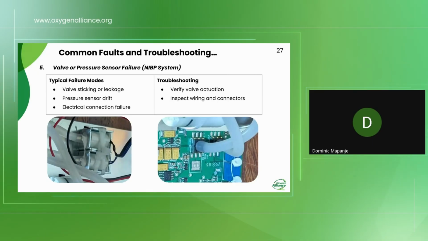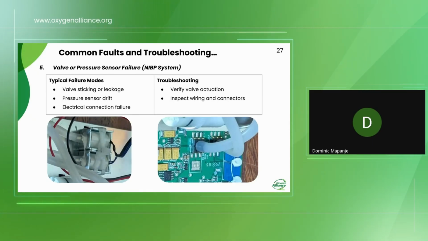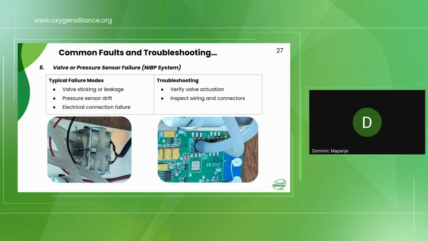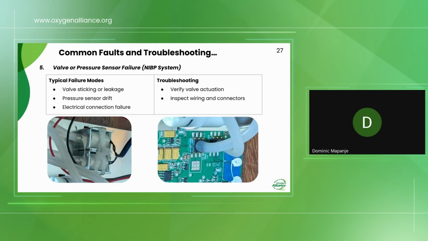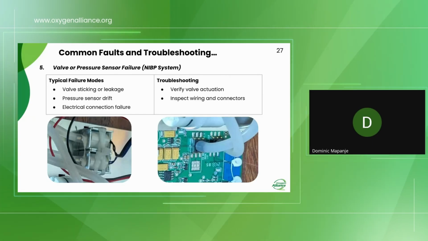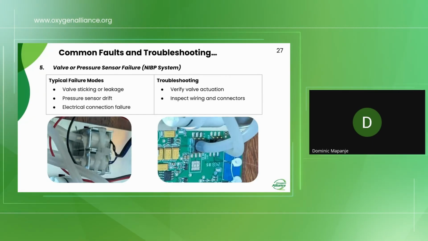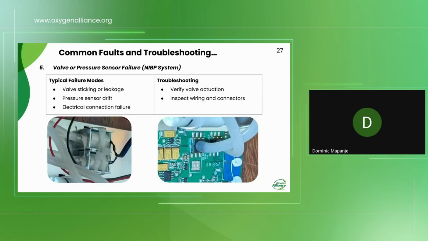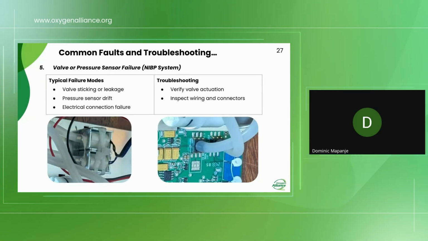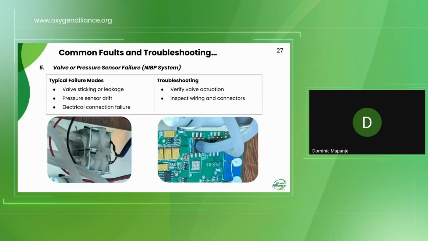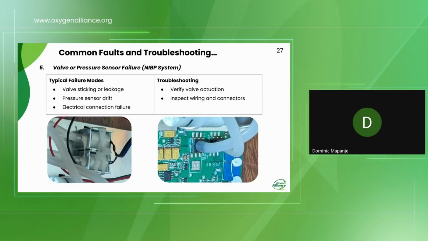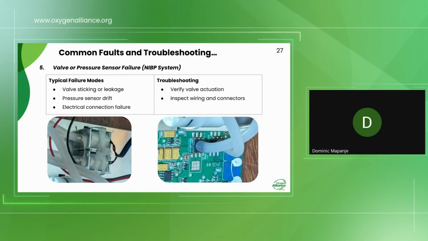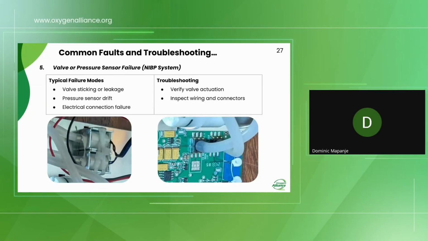If the valves are not working, pressure in the cuff may not be released, or there can be incorrect blood pressure readings, especially when there's a fault with the pressure sensors. And how to troubleshoot this, you have to verify the valve activation, so if it is working. If you touch the valves, you can feel some kind of clicking when it is working. You also inspect the wiring and the connections, in case it is the electrical system leading to the valves or the pressure sensor.